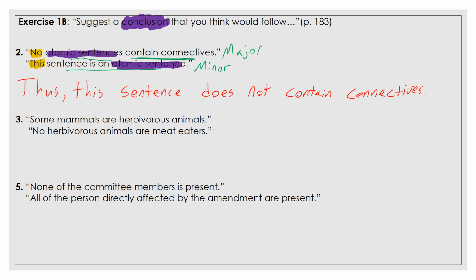You know that the conclusion will not contain the term or the expression atomic sentences. It will not contain the middle term. In fact, the middle term is what allows us to relate our two premises, to relate our subject and our predicate. How about number 3? Some mammals are herbivorous animals, but no herbivorous animals are meat eaters, therefore, what follows?